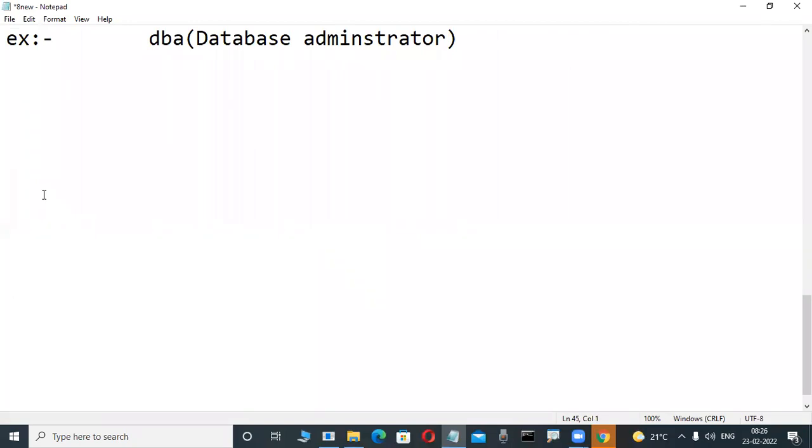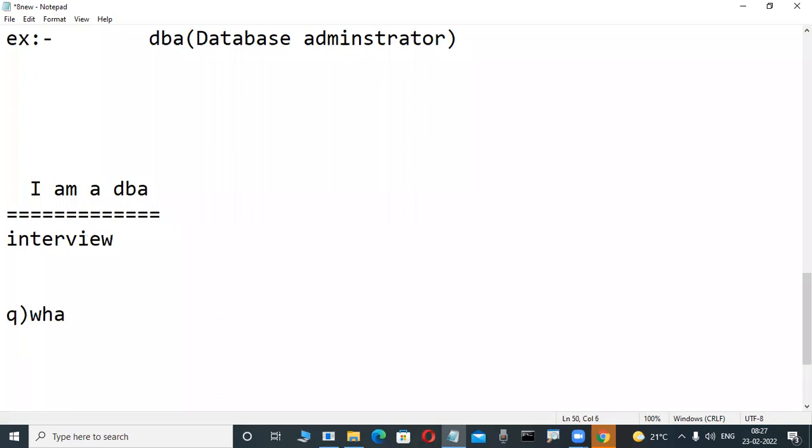Suppose now I am a database administrator. I am learning a course. I am a DBA, for example. Okay, fine. I am attending an interview. Suppose here I am attending an interview. My interviewer is asking, yes, Murali, what is a database? They're asking, for example.